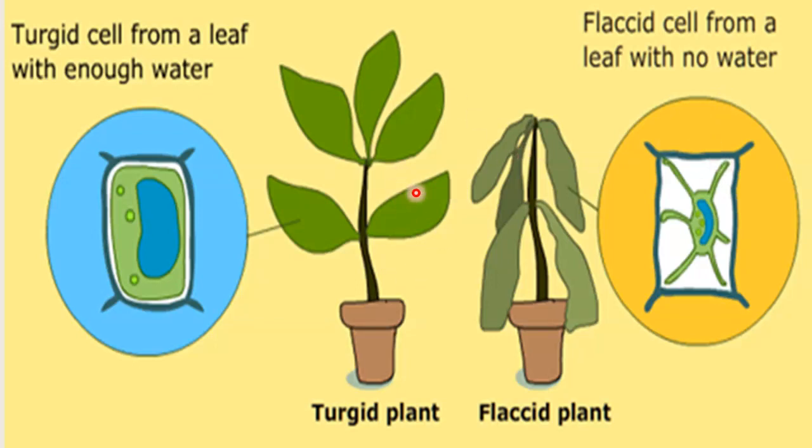On the other side, this plant receives enough water and they are turgid or fat. All the cells are fat, that is why they are upright. The leaves are upright. This condition is called turgid. A turgid plant has leaves which are upright, while a flaccid plant has leaves which are fallen down. The cells are shrunken, while the turgid cell is fat.